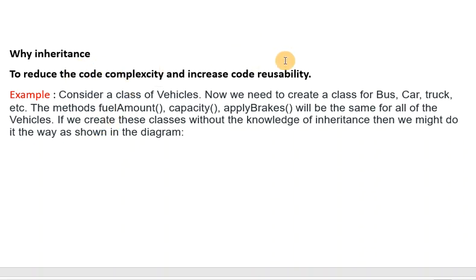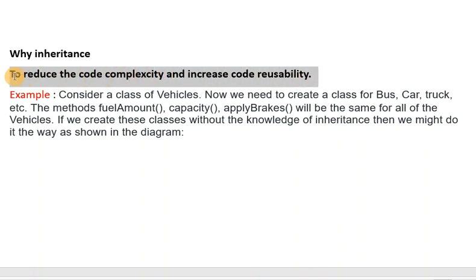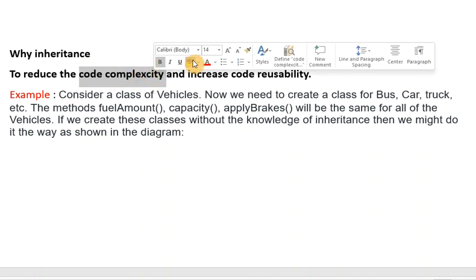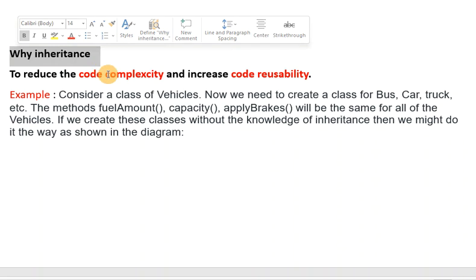One more time, let me repeat it: to reduce the code complexity and to increase the reusability, what do we use? That is inheritance. So this line, guys, you have to make a note of: to reduce the code complexity and to increase the code reusability, we use the concept of OOPs, that is nothing but inheritance. So this is the main objective of using inheritance.